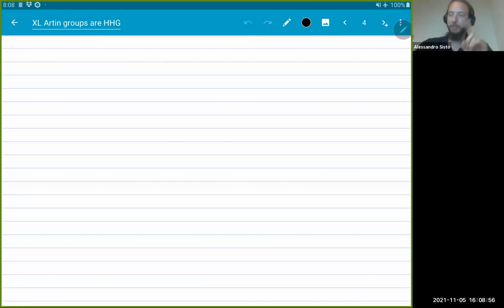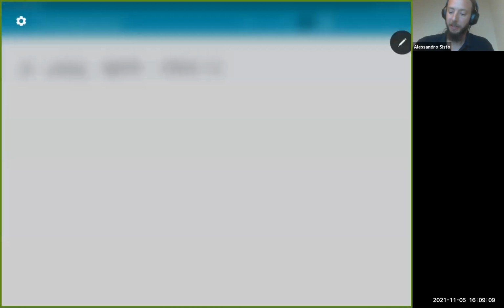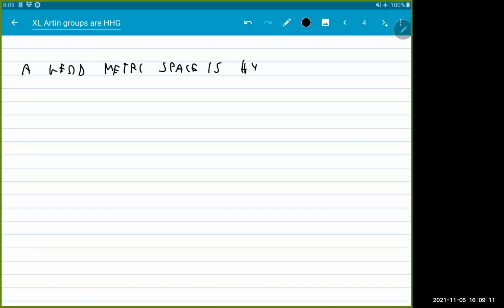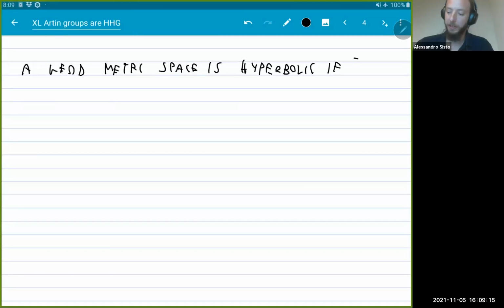All right. Okay. One minute on hyperbolic spaces. So geodesic: some space where you have a notion of shortest path, which is geodesics. A metric space is hyperbolic if there exists some constant delta such that for all geodesic triangles, and then I will draw the rest of the definition.